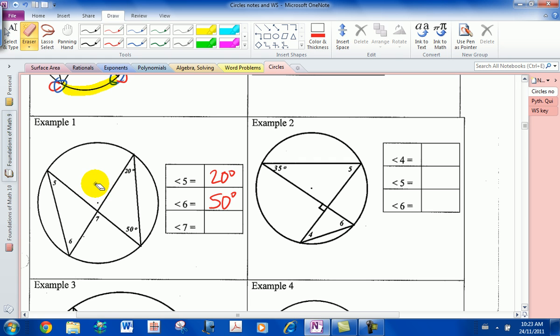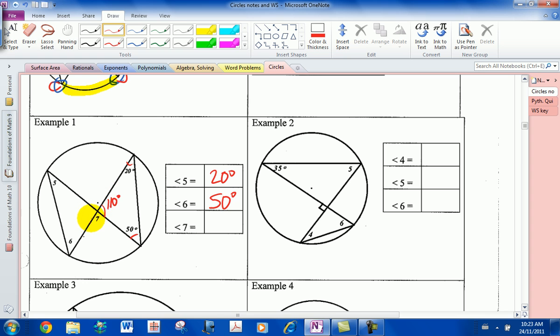Well, let's see. I know this is 50. I know that's 20. What's this angle got to be? Use your triangle rules. 180 minus... Sorry? What's the answer? Well, what's 180 minus 70? 110. So your triangle rule tells us that value is 110.